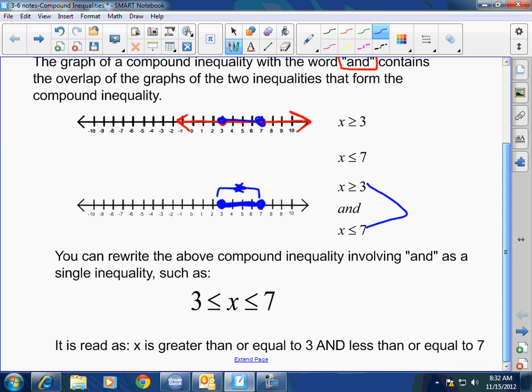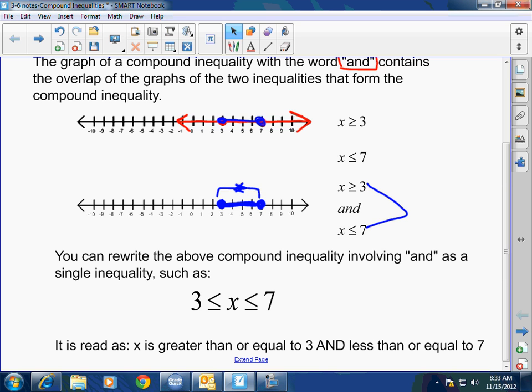So 3.1 would work, 5.7, 6, 6.9, 4.2. Will 2 be a solution in this? Will 9 be a solution in this? No. Very good. Okay? And again, you read it from the variable, guys. X is greater than or equal to 3 and less than or equal to 7. Does that make sense? Okay, that's the AND inequality.